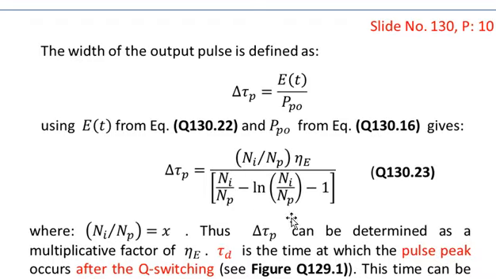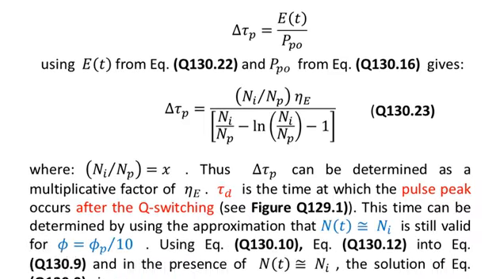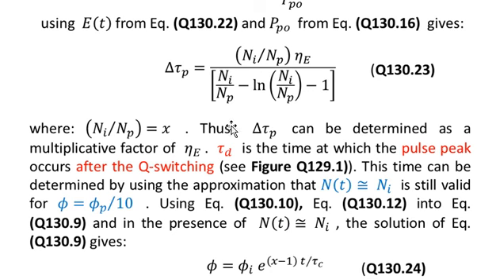So all these quantities on the right hand side are also known, where Ni over Np is equal to X. Because X, you know, is already known, so this ratio is also known. So you see that in the numerator, you have Ni over Np. You can write X instead. So X into eta E divided by X minus log of X minus 1. Because X is equal to Ni over Np.